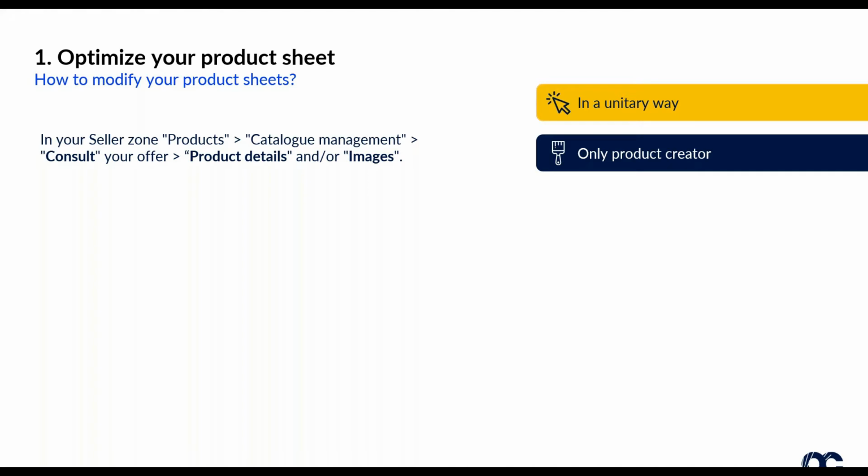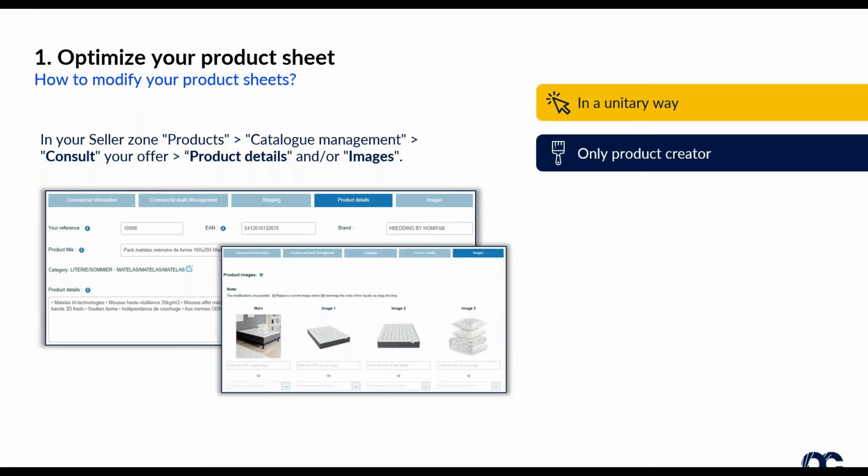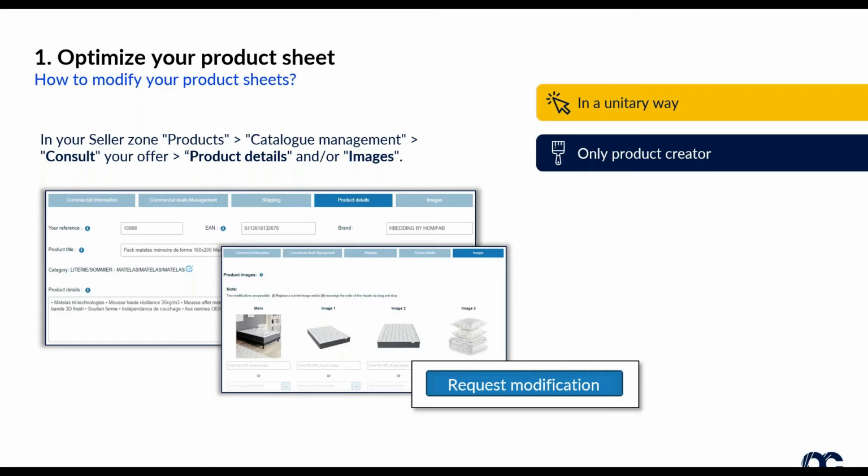You can search your product by its reference, its EAN code, its SKU, or by its title. So on the page of your product, click on Product Details to modify the title and the description, or click on Images to modify the visual. Just modify the text or upload new visuals and click on Request Modification. Your modification will be effective within 24 to 48 working hours.